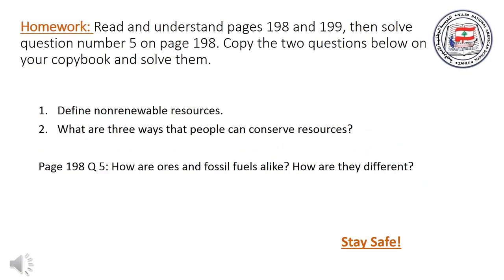As your homework, I want you to read and understand pages 198 and 199. Then solve question number 5 on page 198. Then copy the 2 questions below in your copybook and solve them. Question number 1, define non-renewable resources. Question number 2, what are 3 ways that people can conserve resources?